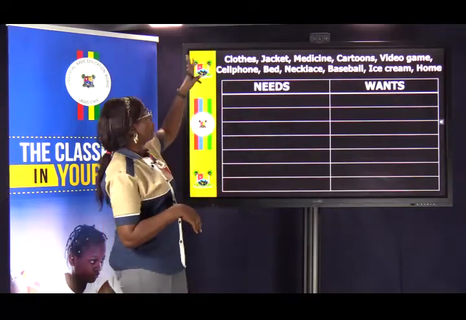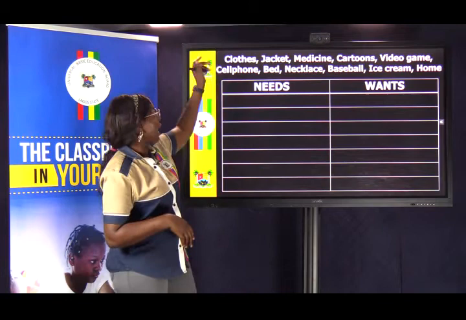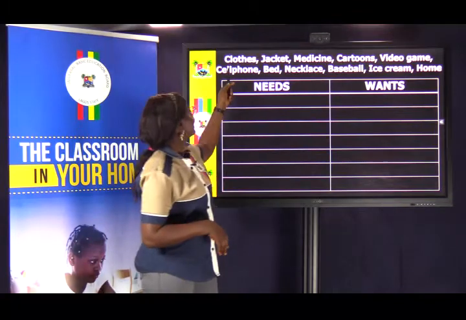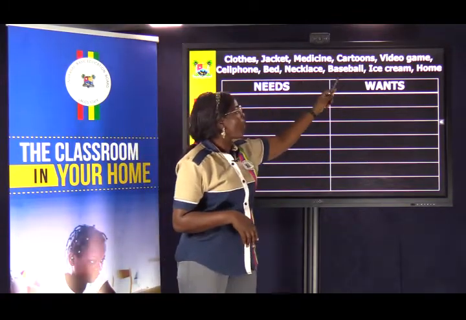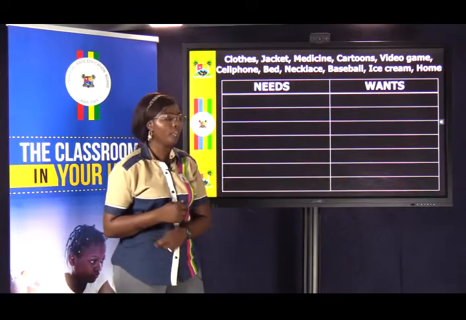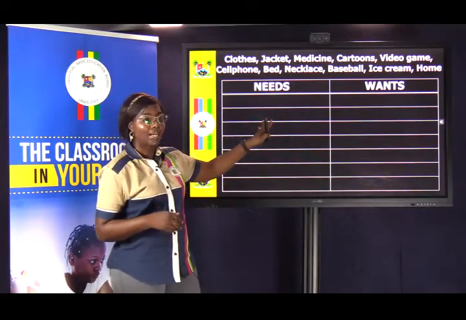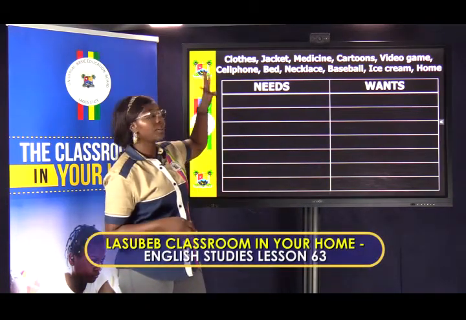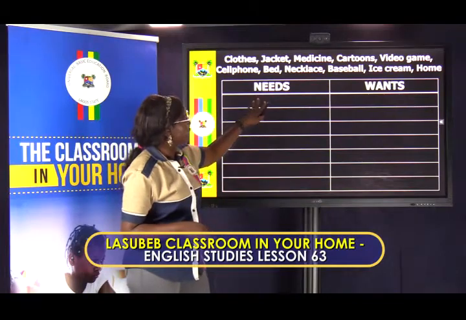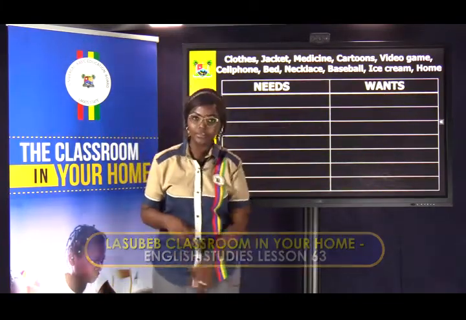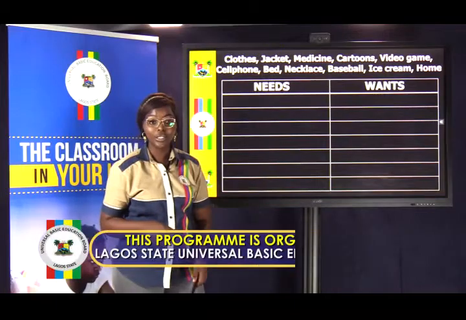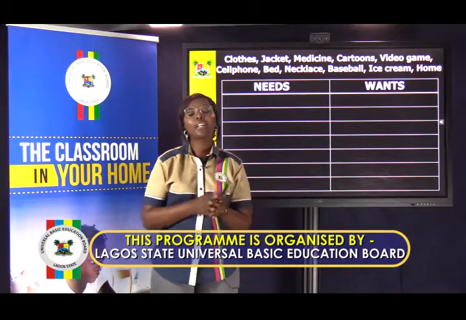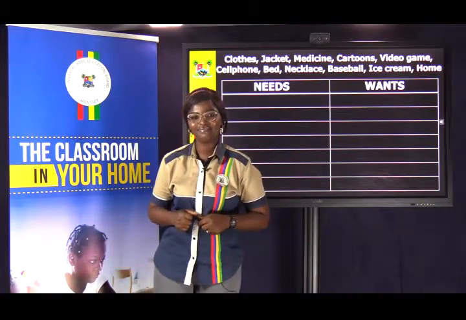Look at this. These are the words I have on the board here. Look up, children. I have clothes, jackets, medicine, cartoons, video game, cell phone, bed, necklace, baseball, ice cream, and home. So this is a table, like I said earlier, and I want you to pick those words one after the other and fix them. Is it a need? Is it a want? Is a cloth a need? What did you say, children? Is jacket a need? I want you to look at it properly. I'll be back to give you the answer.